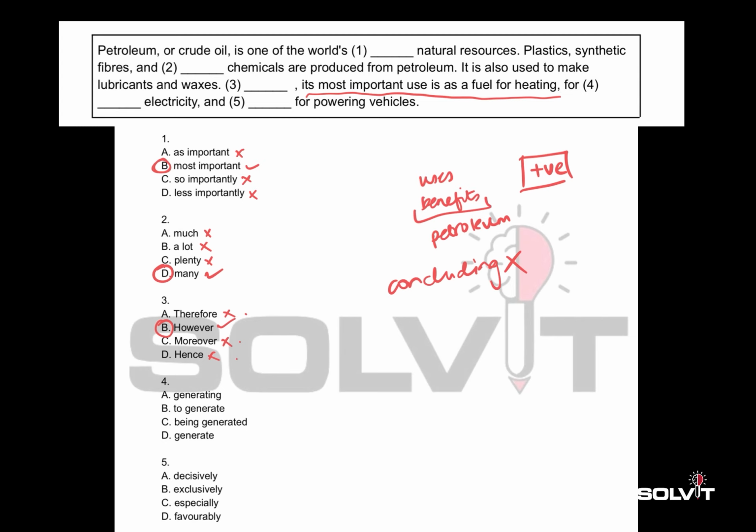Okay, let's move on. For dash electricity, for generating electricity, yes. For to generate electricity, no. For being generated electricity, no. For generate electricity, no. So the correct option is A.